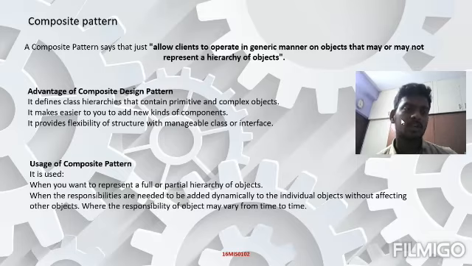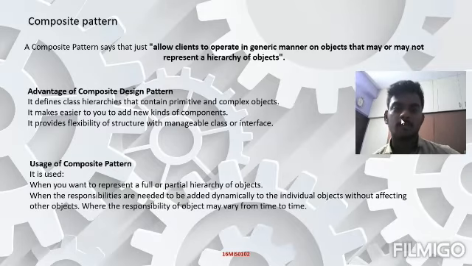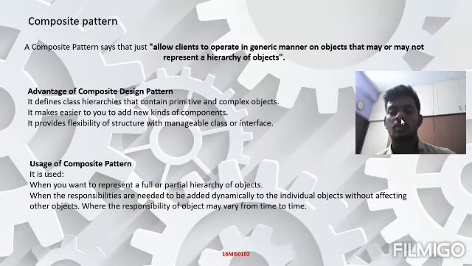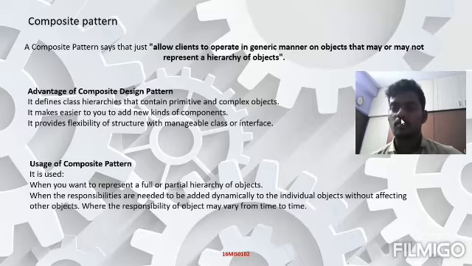Now we go on to the composite pattern. A composite pattern just allows clients to operate in a generic manner on an object that may or may not represent a hierarchy of objects. Advantage of composite design pattern: it defines class hierarchies that contain primitive and complex objects. It makes it easier to add new kinds of components. It provides flexibility of structure with manageable class and interface. Usage of composite pattern: it is used when you want to represent.